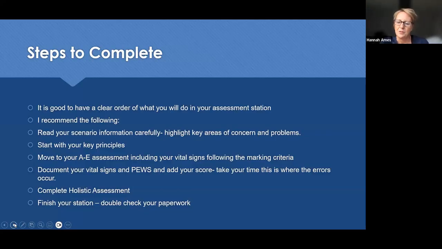And then once your PEWS is secure, use the rest of your station time to go on and complete the rest of your holistic assessment. And then finally finish your station. If you've got any time left on the clock, always go back and double check that PEWS chart, make sure there's no errors and everything is complete.